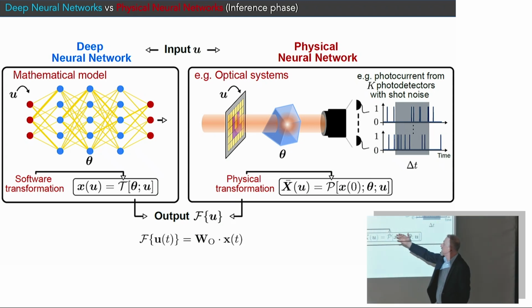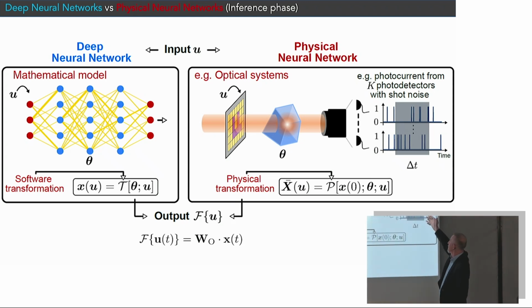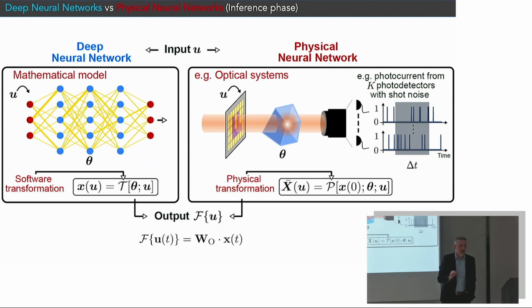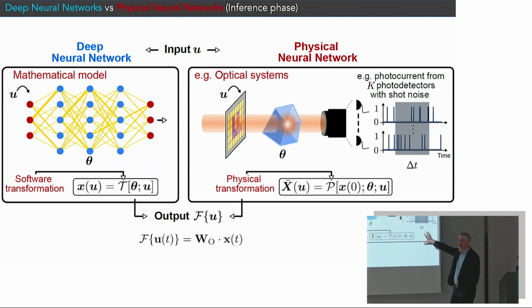Input is physical, transduction is physical, measurement is physical, and they are limited by physical laws of nature. So now we can study this as physicists and understand the fundamental limits.